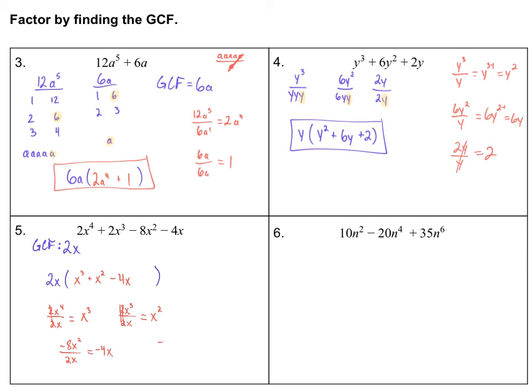Then if I have negative 8x squared divided by 2x, negative 8 divided by 2 is negative 4. X squared over x is just 1x, so minus 4x. Then if I have minus 4x divided by 2x, negative 4 divided by 2 is negative 2, and the x on top cancels with the x on bottom, leaving us with just negative 2. So here is our fully factored form.